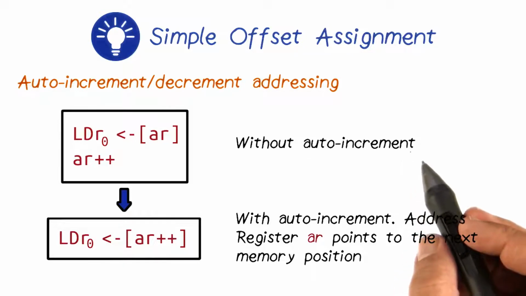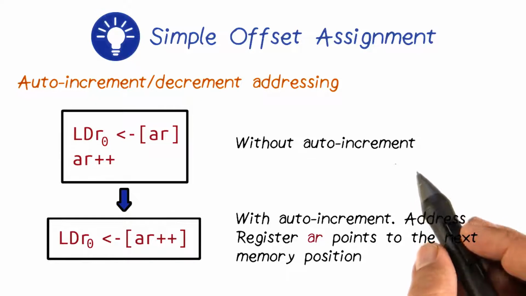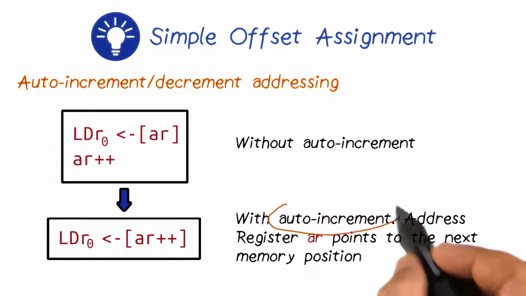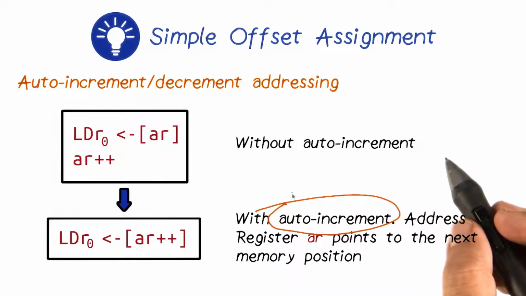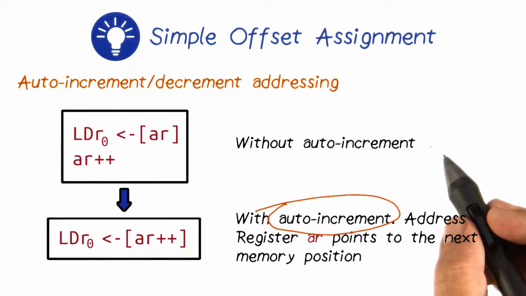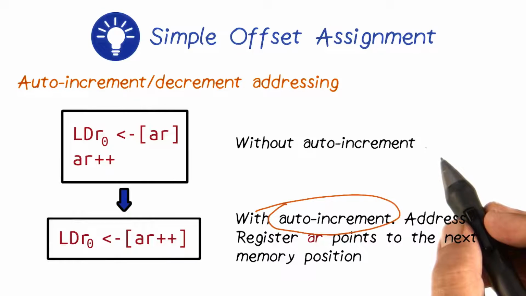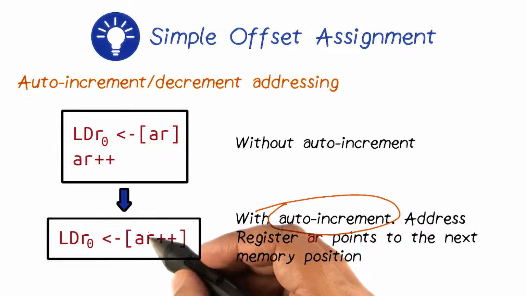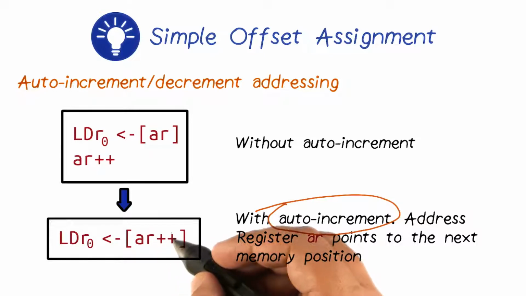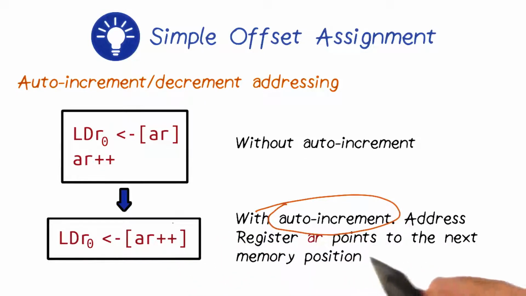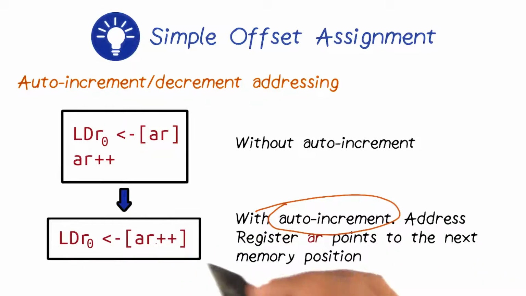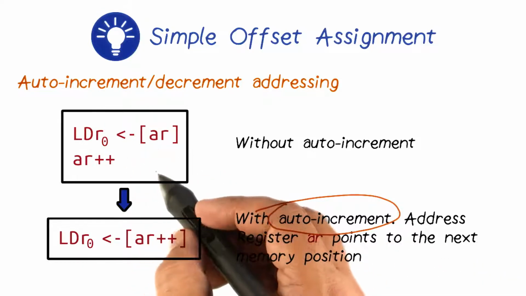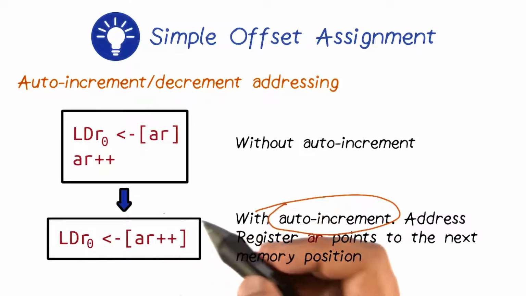Now many embedded processors, as I mentioned, have what is called the auto-increment mode. What is auto-increment mode? The auto-increment mode allows you to do both of these operations in one instruction. In other words, you can do a load from the address register, and you can also increment the address register to point to the next location from where you can get the next operand. And that way you can cut down on the number of instructions from 2 to 1.